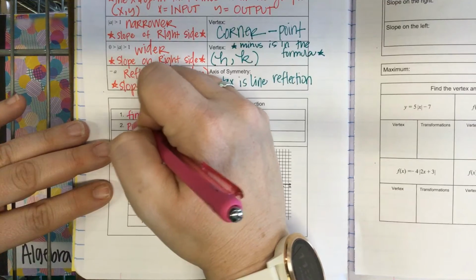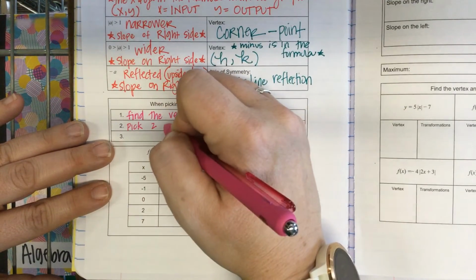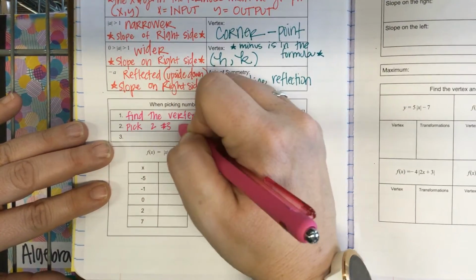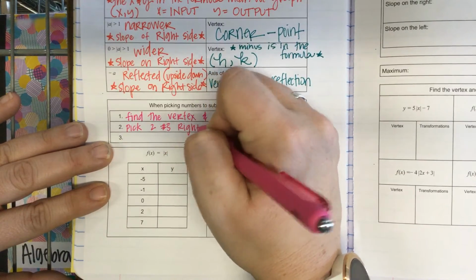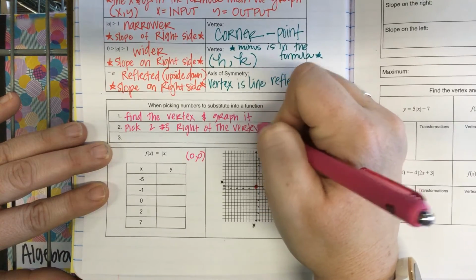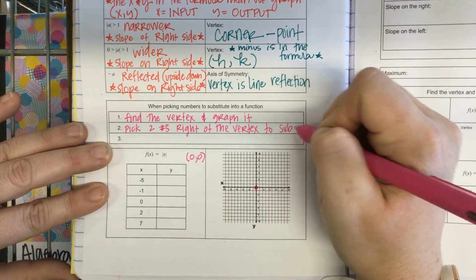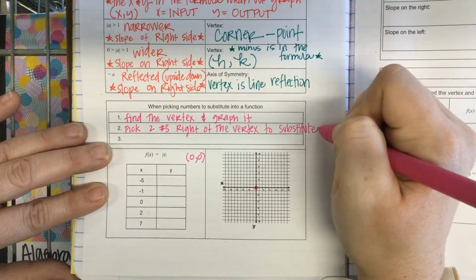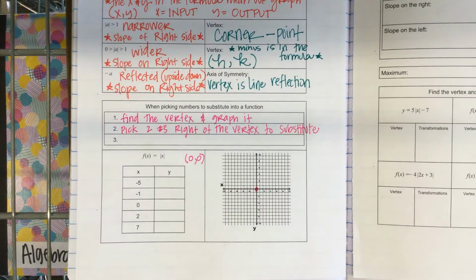Then you're going to pick 2 numbers to the right of the vertex to substitute. You could pick to the left of the vertex. However, when you go to the left of the vertex, you run the risk of picking a negative number. Negative numbers are numbers too. They're fine. However, you guys tend to make more mistakes with negative numbers than you do with positive numbers.